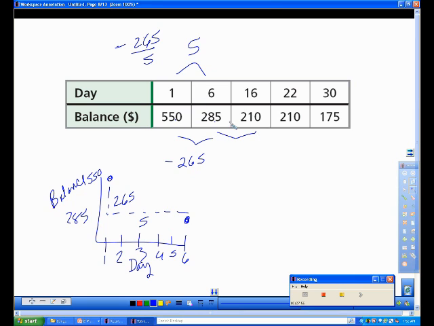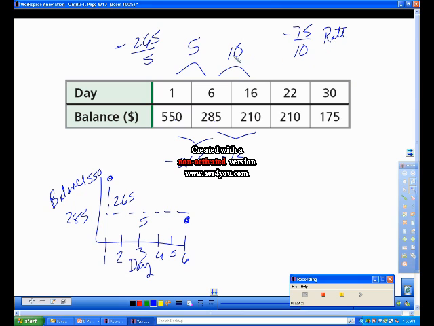Okay, to get your rate of change here, do your 210 minus 285. You'll see it went down by 75. Here it went from 6 to 16, so it increased by 10. Well, my change in my y values was negative 75. My change in my x values was 10, so the rate of change there was negative 75 over 10. So you don't have to go through the process of graphing. You can just look at the chart and figure it out that way.